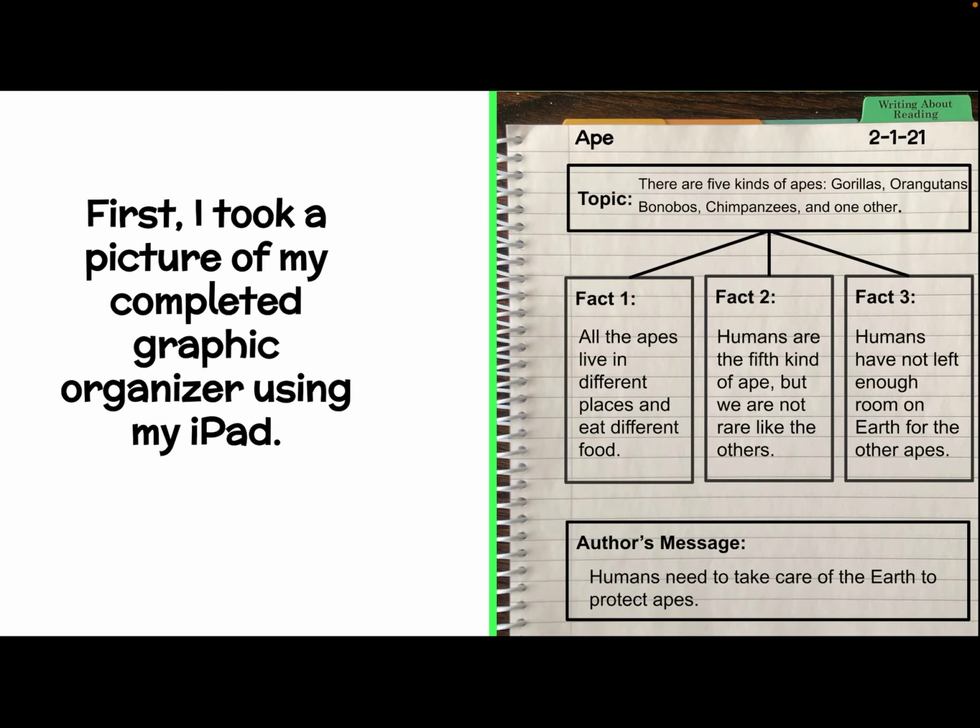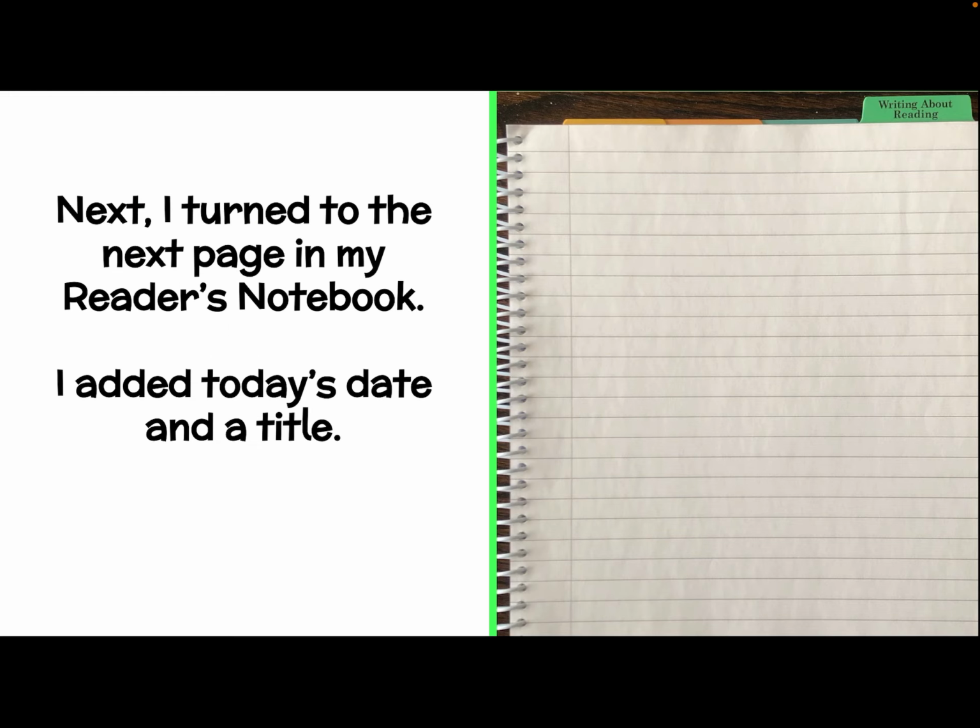The first thing that you're going to do is take a picture of your completed graphic organizer using your iPad. Here's an example of the graphic organizer from APE. The next thing that you're going to do is turn to a page in your reader's notebook. You're going to add today's date and a title. For APE, I put 2/3/2021, Summary of APE by Martin Jenkins.